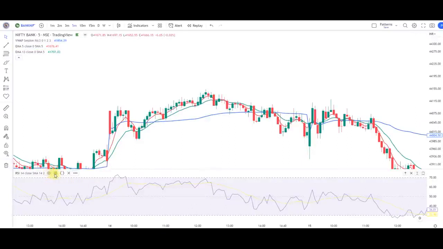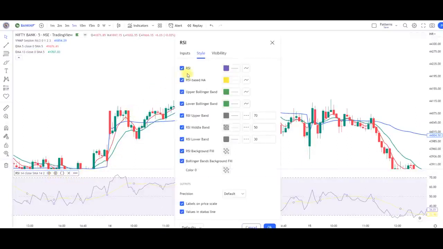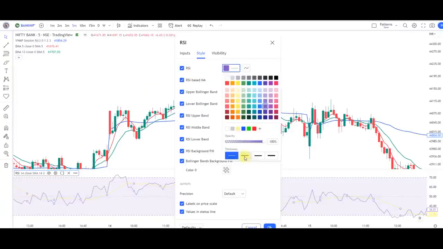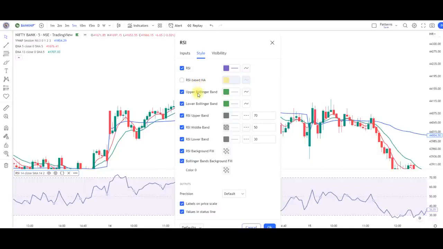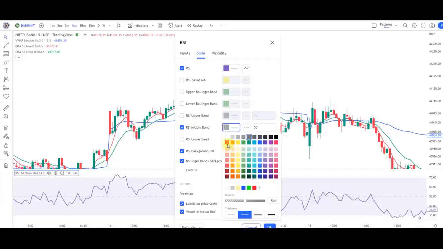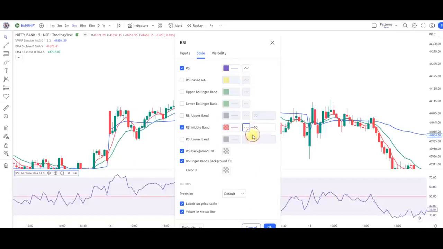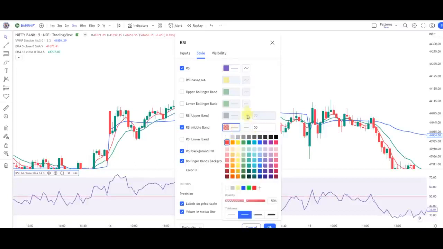And we'll change the settings of the RSI now. Go to settings of RSI. And this is the RSI. RSI also I will make a little thick, so it will be easy for us to understand. RSI MA we don't want, upper Bollinger Band, lower Bollinger Band, we will uncheck all this, and we want only the RSI 50, that is we want only the middle band. So RSI upper band, RSI lower band I will uncheck, and middle band 50 we need. So I will make that line also a little thick.